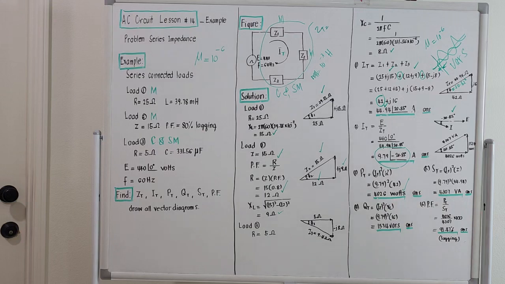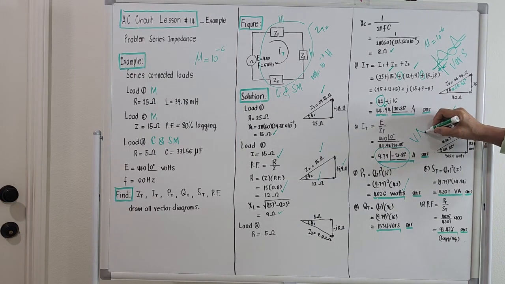And for S total, it's the same. The square of the total current times the value of the impedance, 9.79 squared times 44.94. Okay? What will come out will be, of course, S total will be greater than P total and Q total. This is 4307 volt ampere. This is this portion here. The unit of apparent power is volt ampere, the product of voltage and current.